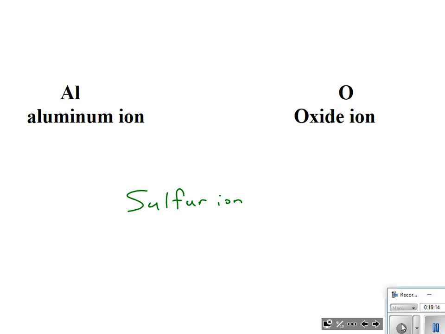Yeah. It would be negative, but there we go. Negative, your negative is correct. It's going to be an anion, but it's going to be a 2 minus. Why is sulfur ion going to be a 2 minus?